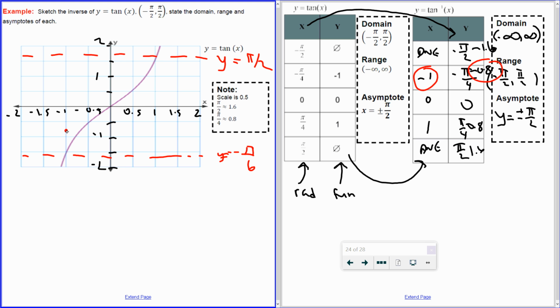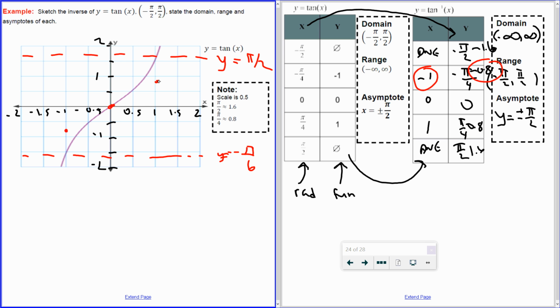Okay, and then my next point is 0 and 0. So that stays on there. And then my next point is 1 and 0.8 approximately, which is pi over 4. Okay, so I have my 3 points, and I'm going to kind of connect the dots. I'm going to use what I know about the function.